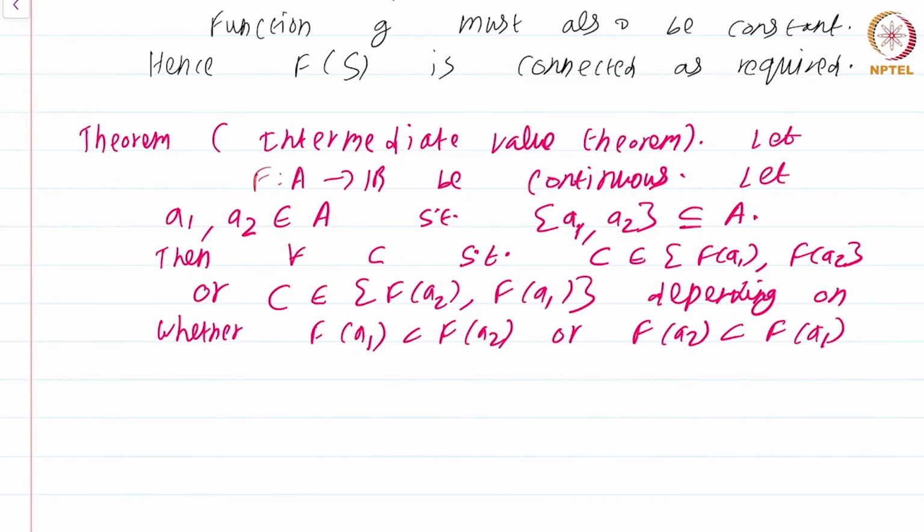If f(a2) happens to be equal to f(a1), then this result is entirely trivial. I'm not even going to take that case. I'm going to assume f(a1) is not equal to f(a2). So depending on whether f(a1) is less than f(a2) or f(a2) is less than f(a1), choose c in this.